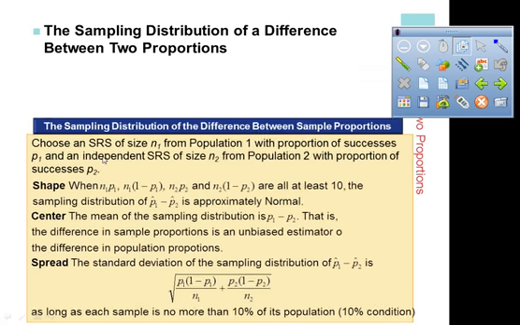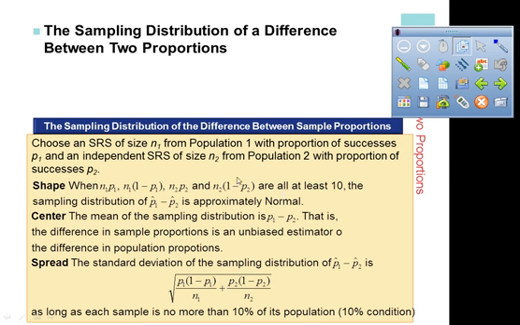So choose a simple random sample of size n from population 1 with a proportion of successes P1, and an independent simple random sample 2 with a proportion of successes of P2. Notice that for the shape, you're going to check that both of them are at least 10, okay? The sampling distribution for the subtraction of the two is approximately normal. You can find the center, and then you can find the spread, okay?